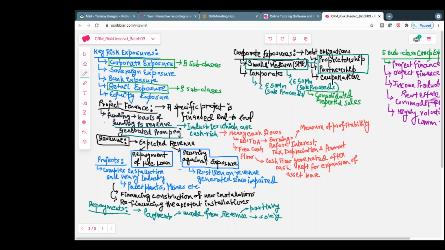Now, what will be the primary source of this cash flow for object finance? It can either be a lease kind of a form. It can be contractual sales, it can be contractual other revenues, stuff like that. So these are the two broad sources of the finances that we have over here.